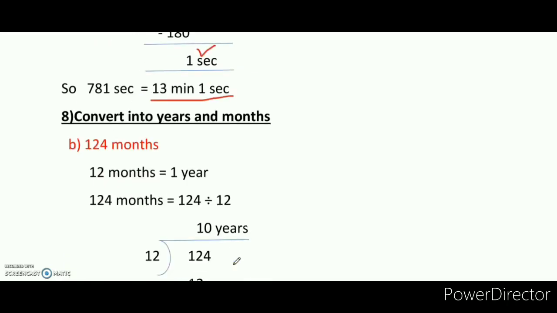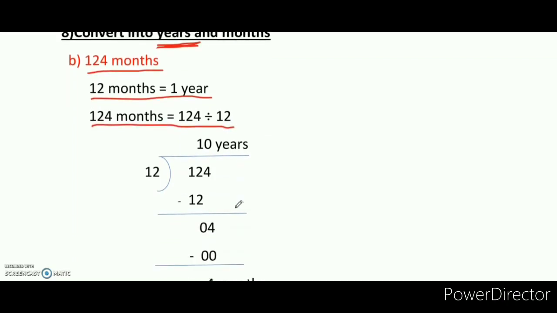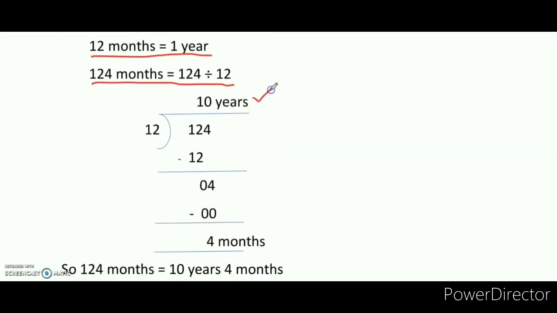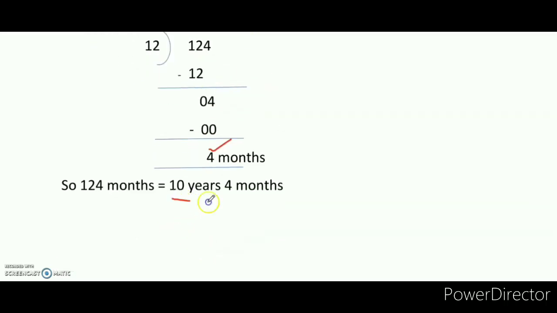Got it, children? Next is convert into years and months. So 124 months is given. You have to convert to years and whatever is left to months. As months is smaller than years, we are converting a smaller unit to a bigger unit. In such case, again we will divide. As we all know, 12 months is equal to 1 year. So 124 months will be equal to 124 divided by 12. After dividing, children, you got 10 as the quotient and 4 as the remainder. So the answer will be 10 years 4 months.